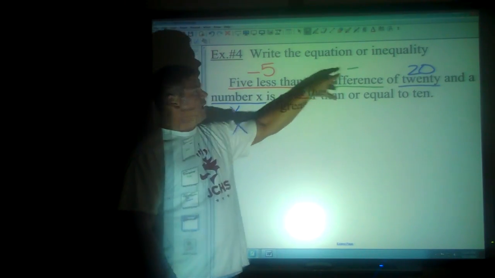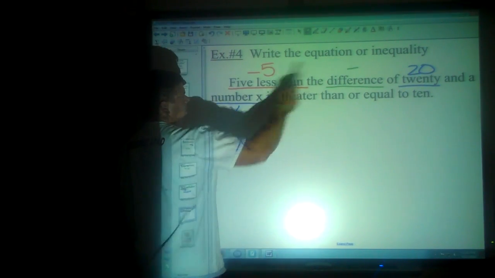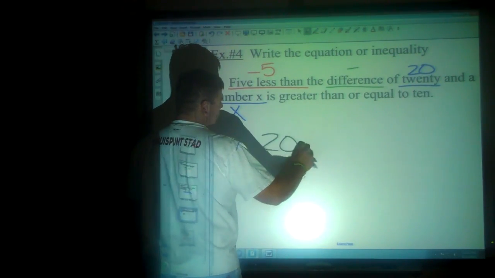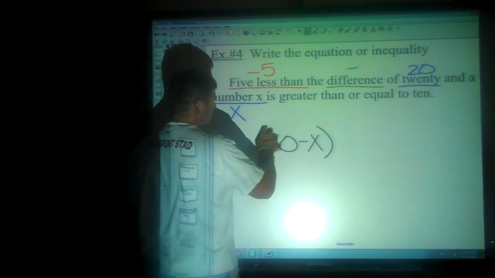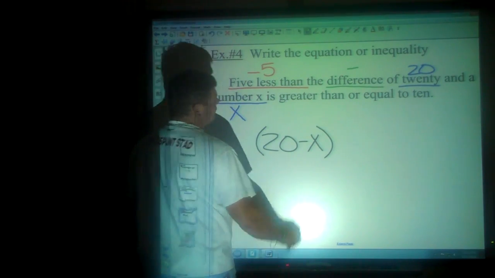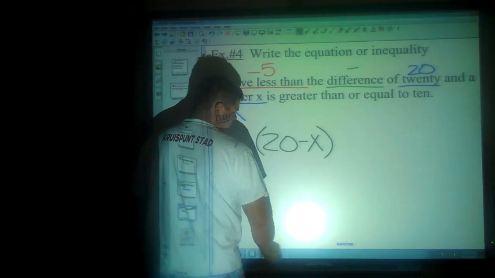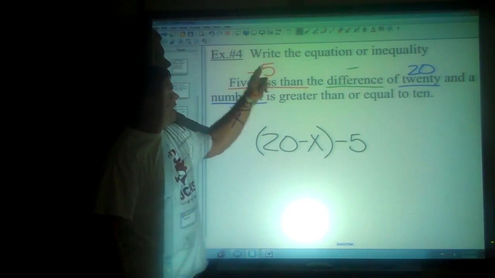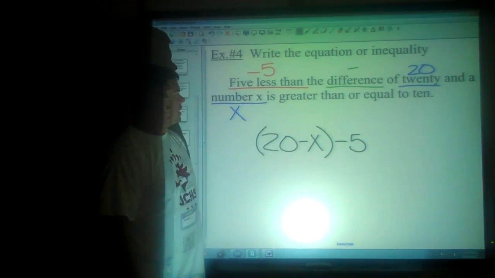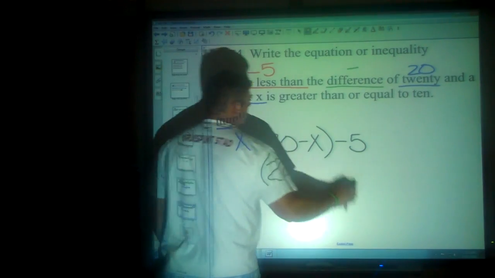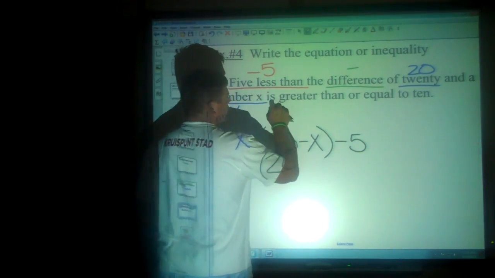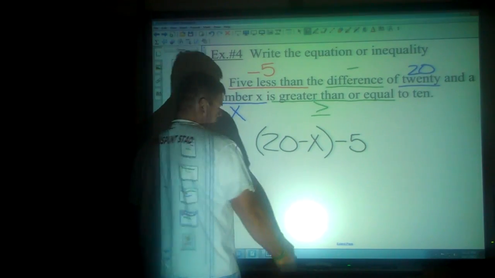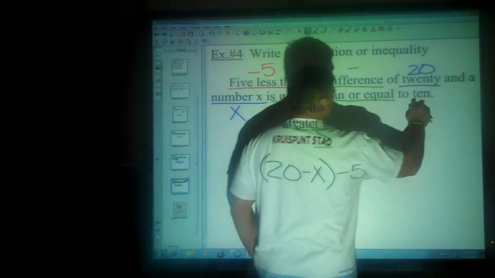So first, we have to do the difference of 20 and x. So that's going to look like this. 20 minus x. We've got to do that. After we do that, then we can do the minus 5. Because it's 5 less than the difference of 20 minus x. Then we have "is greater than or equal to," which is this inequality, and the number 10.